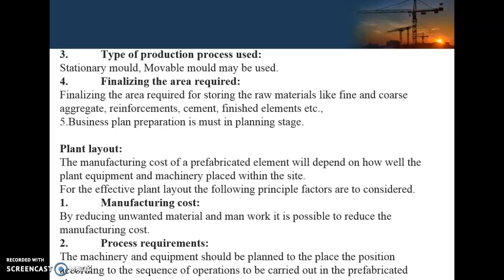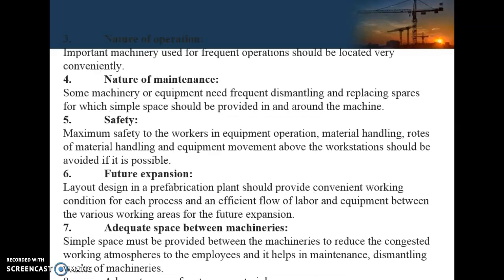Process requirements. The process requirement involves the machinery and equipment should be planned to place in position according to the sequence of operation. There are several sequences of operation like reinforcement and then framework and then casting and then curing. This is a sequence of operation. The next point in the planning layout is nature of operation. The frequently used machinery should be placed very conveniently.